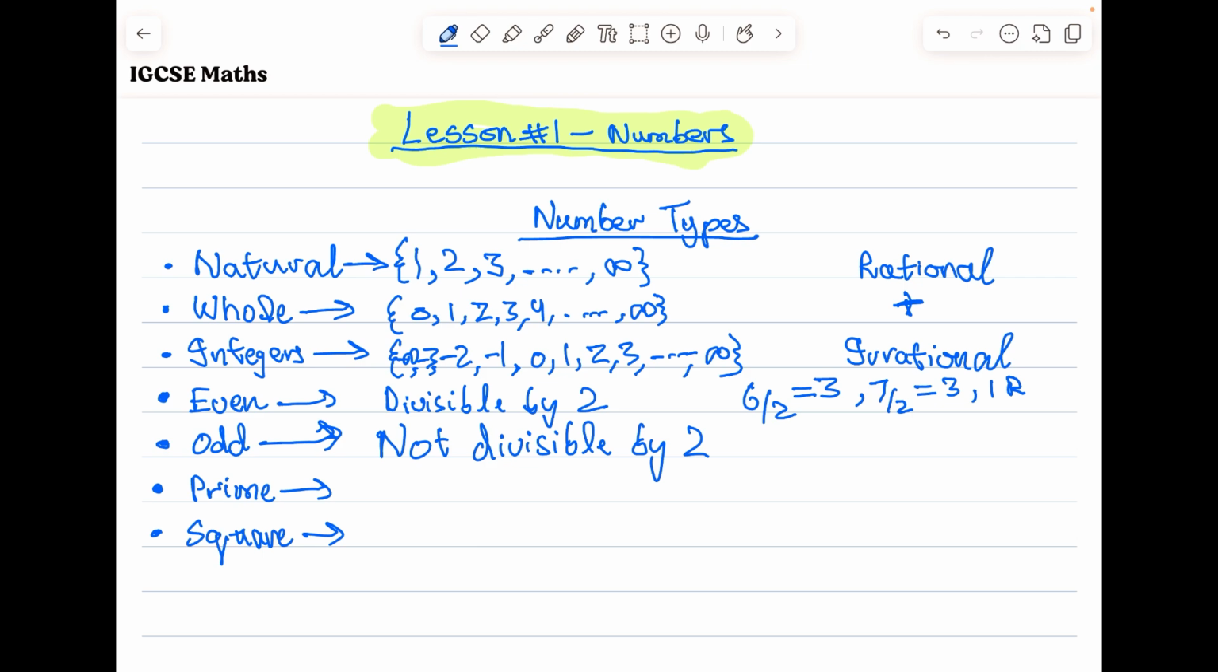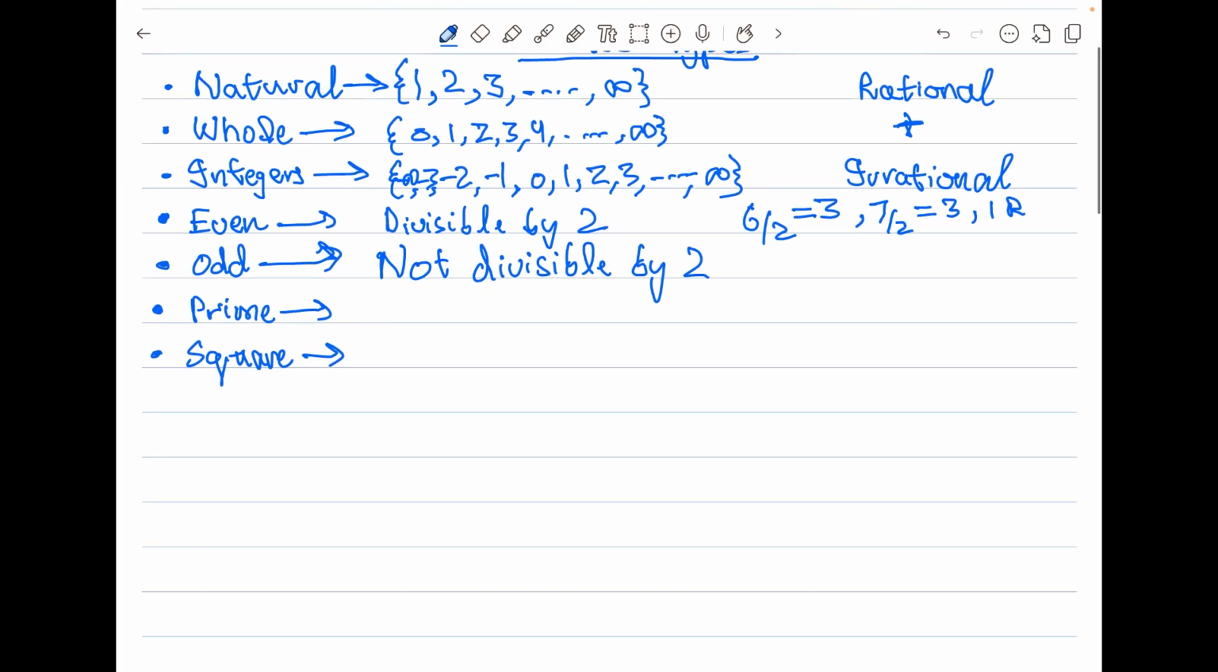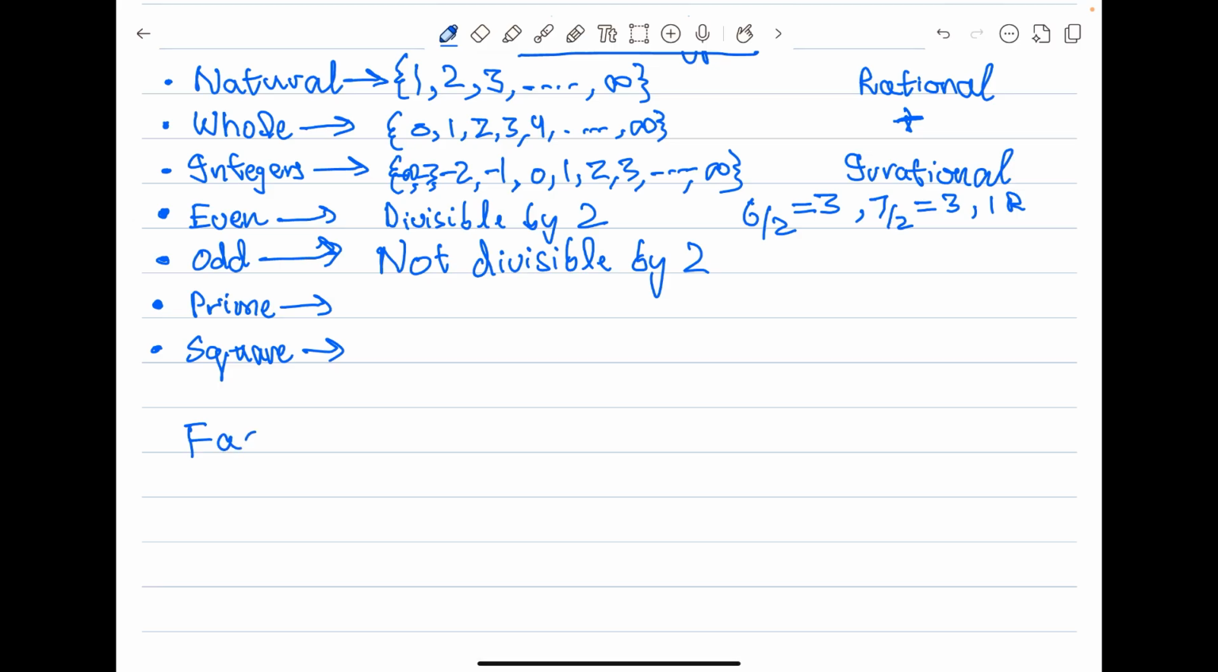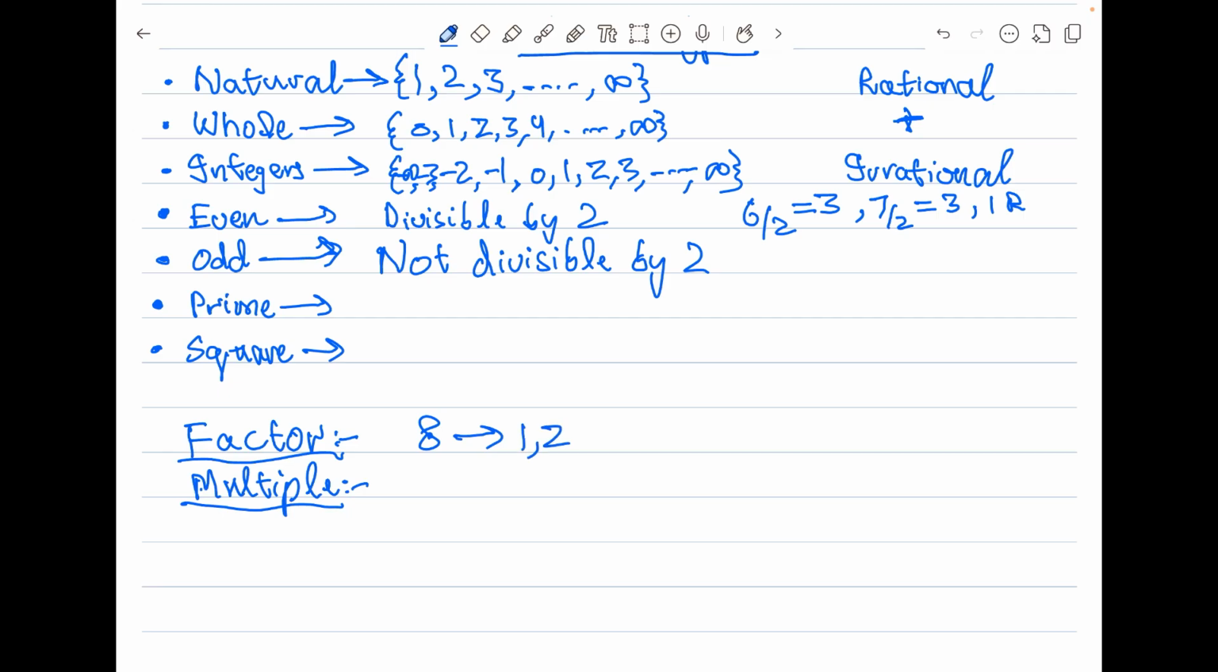Now we're going to look at an interesting type of numbers, the prime numbers. But before we get to that, we need to have two definitions in our arsenal. One is the definition of factor, and multiple. This is a very intuitive definition. For example, if you have the number 8, its factors are 1, 2, 4, and 8.